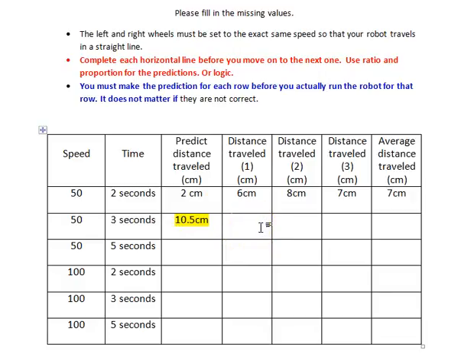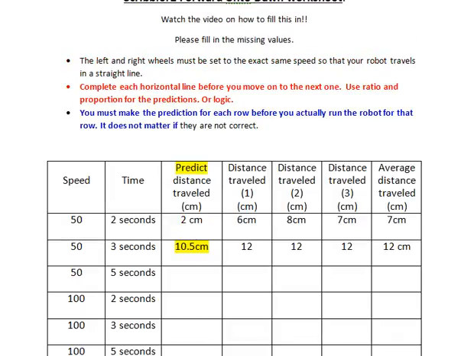You can just put the result. That is your prediction. We don't know yet if it's correct. Now you are going to program your robot to go forward at the same speed of 50 for 3 seconds, and you're going to measure whatever it is. Say we get 12 and 12. Again, these figures are imaginary, and 12. And then we see that the average distance traveled would be 12 centimeters because they're all the same.